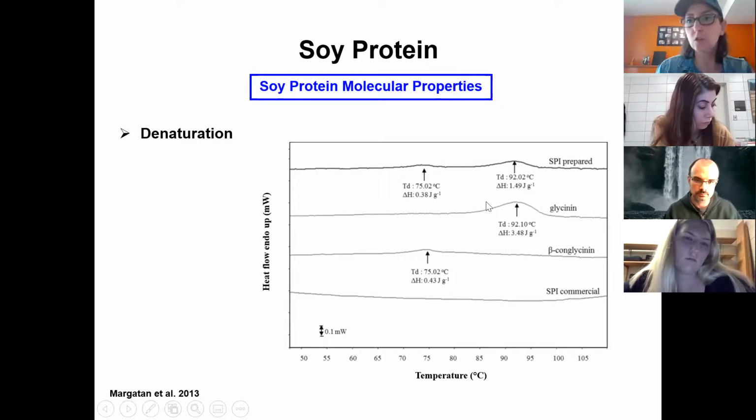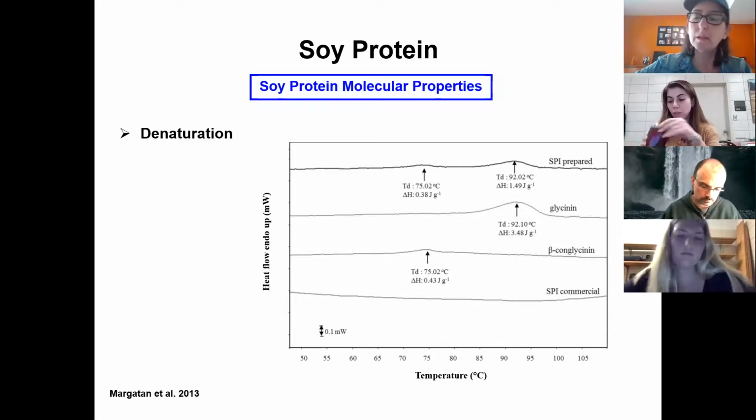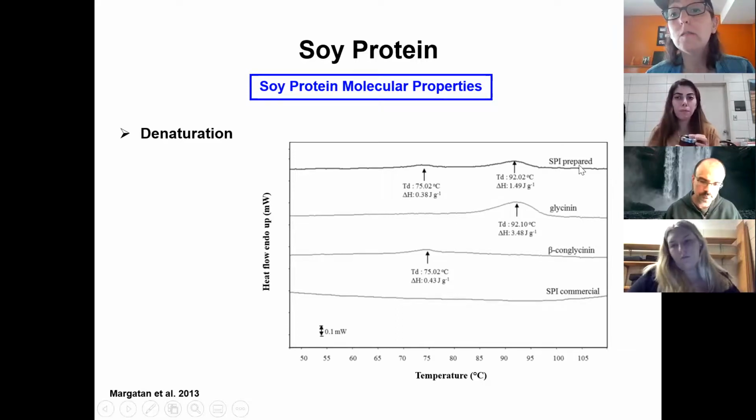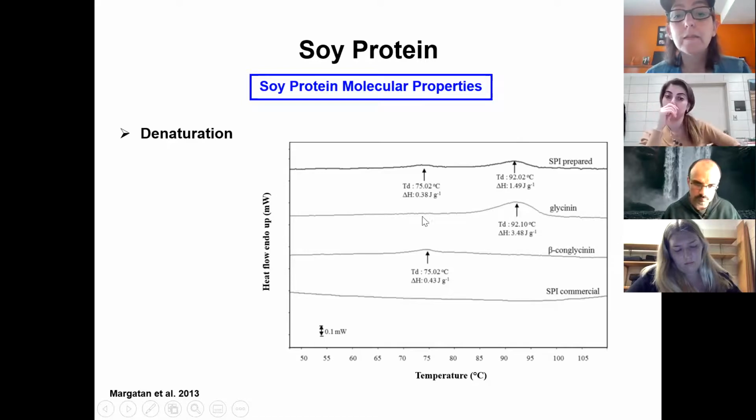That means the energy it took to denature that protein in this program, where you put the sample in and then you ramp up the heat until you get denaturation. So this is a soy protein isolate we prepared in the lab. We see two distinctive peaks, one for legumin over here and one for vicilin. That means glycinin. This is an isolated fraction of glycinin, and this is an isolated fraction of beta-conglycinin.